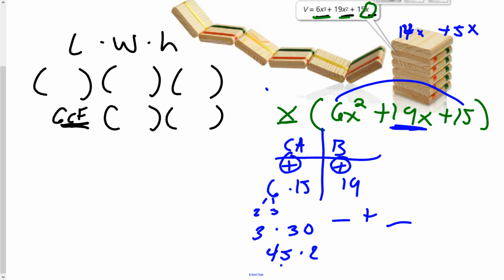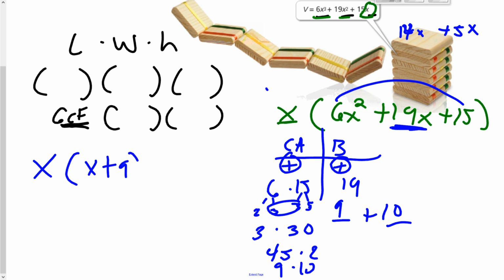Right? Because I could break this 15 down to 3 and 5, and then 3 and 3 would be 9, and 2 and 5 would be 10. So 9 and 10, and 9 plus 10, hey, that does equal 19. So we have the GCF on the outside, and then we have an x plus 9 and an x plus 10. Remember, we are not done because we've got to divide by our a, 6.